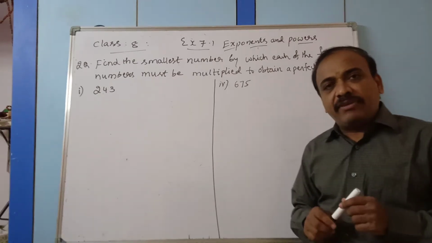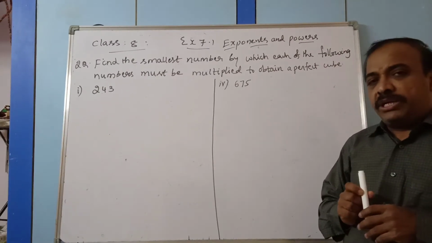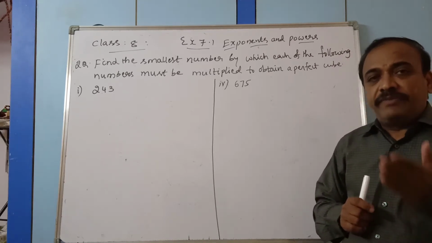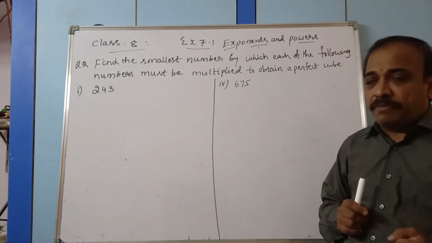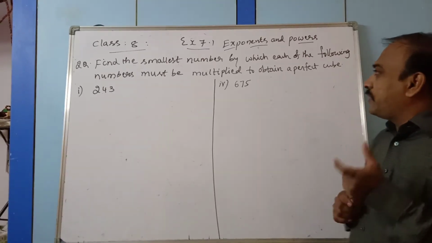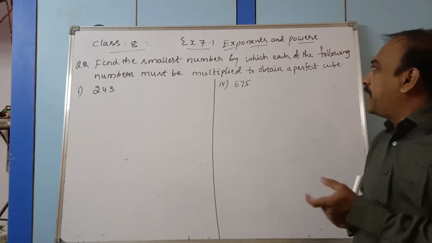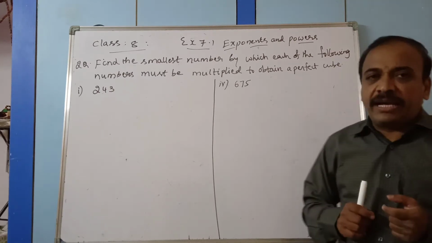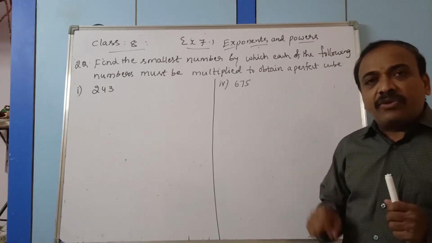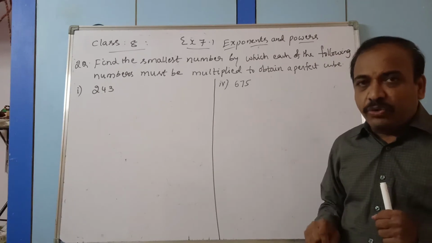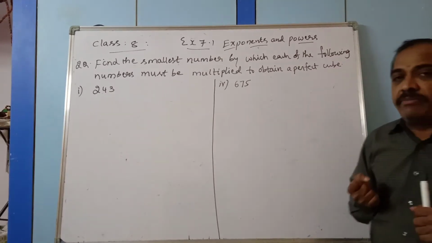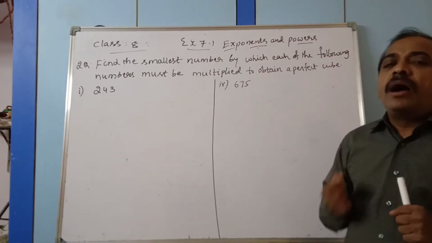From exercise 7.1, question number 2: find the smallest number by which each of the following numbers must be multiplied to obtain a perfect cube. The given numbers are not perfect cubes, and we are going to make them perfect cubes by multiplying with the least number.